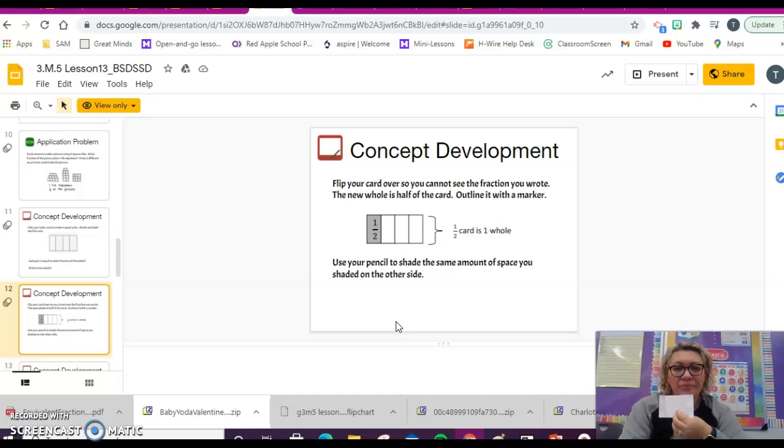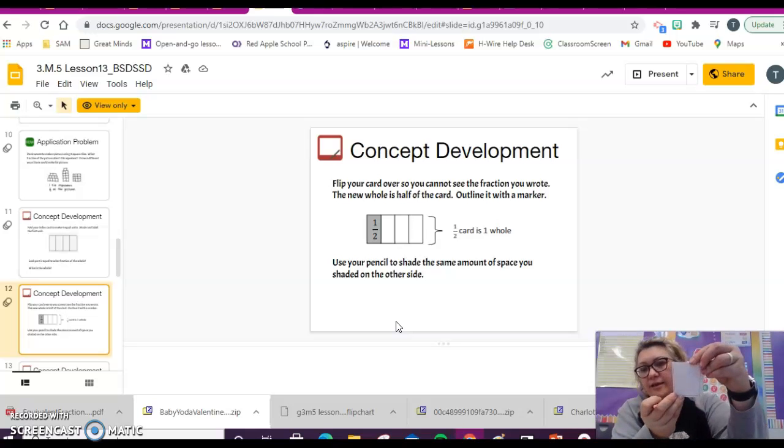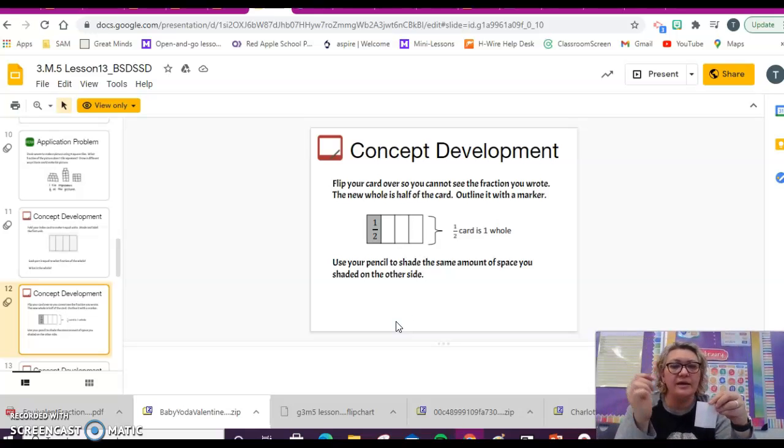All right, now flip your card over so you cannot see the fraction you wrote. The new whole is half of the card. So we're going to fold it in half like this. It says to outline the half. So I'll show you my outline in just 1 second. Here's my outline. And so let's see, flip your card over. The new whole is half of the card. Outline it, draw with marker. Okay, done. Now, here would be half. Half card is 1 whole.